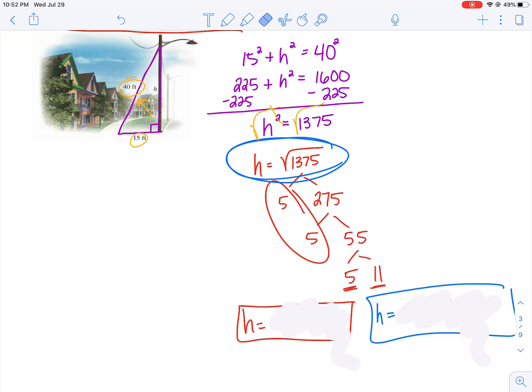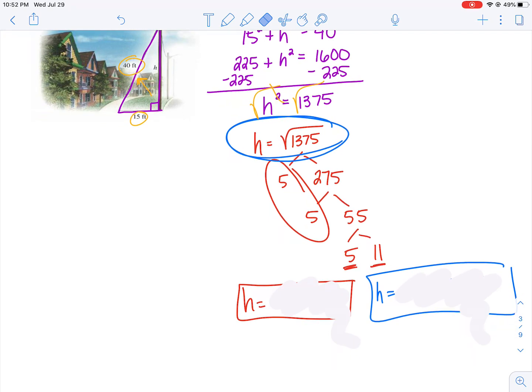I'm going to factor tree it. I broke down 1,375 into 5 and 275. 275 broke down into 5 and 55, and 55 breaks down into 5 and 11. I found a pair of 5s that can come out, but I have a lonely 5 and a lonely 11. That's a 55 that's left inside. So I can say that the exact height of where this guy wire hits that pole is 5 times the square root of 55 feet. Or I can use my calculator and approximate that it's about 37.081 feet high.